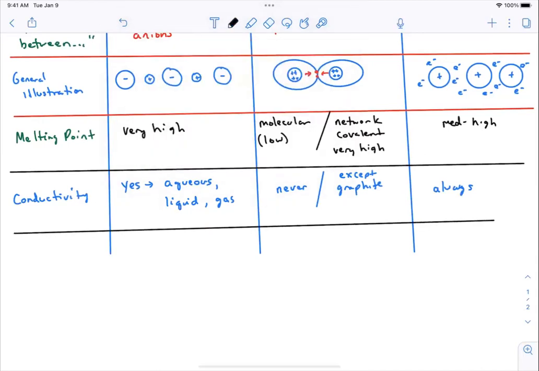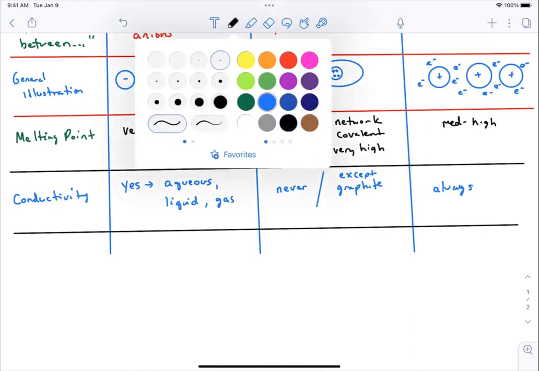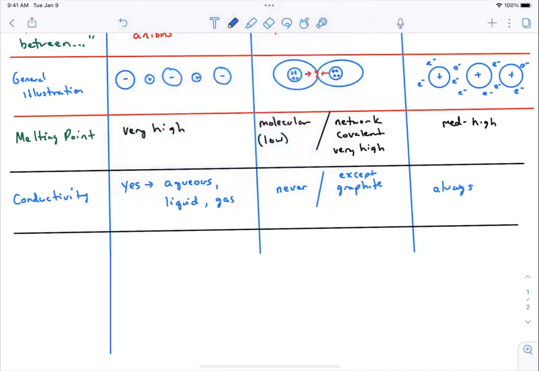Sorry, my colors are all over everywhere. I don't have a method to my madness right now with the colors. I'm just trying to make each row stand out. Questions so far? I want to check something. Yes, except solid. Correct. Yeah.